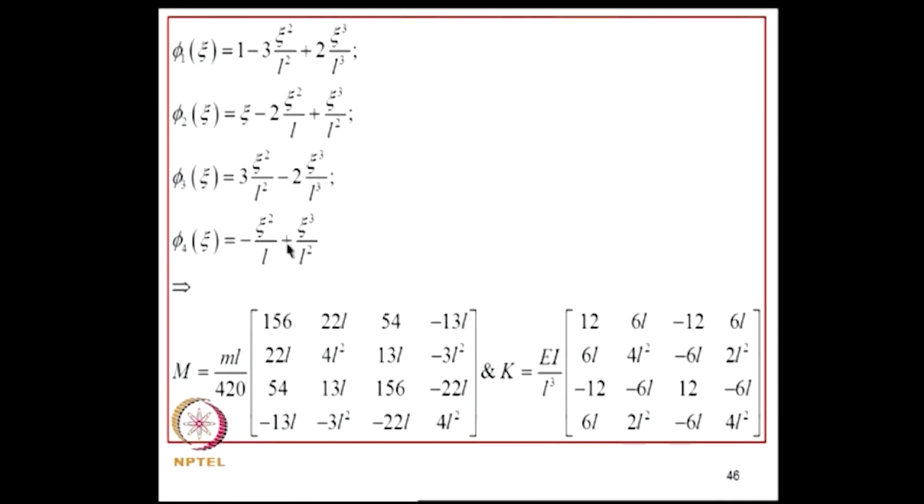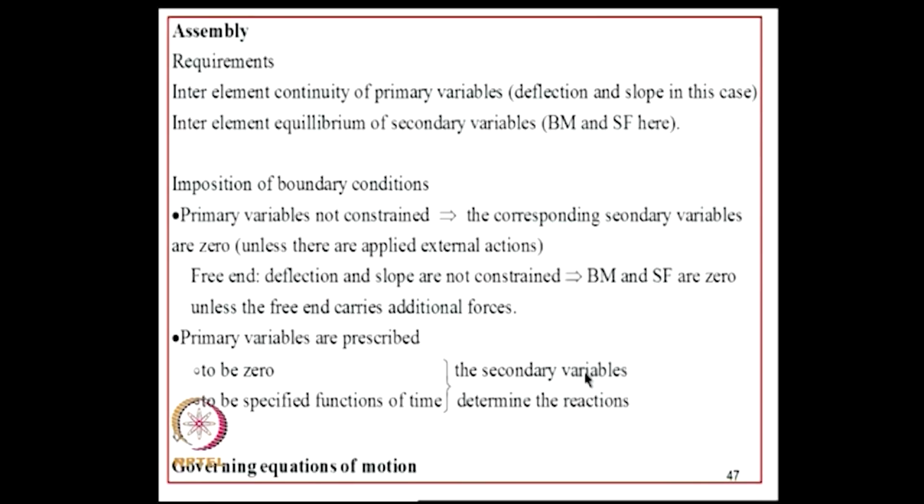These are the cubic polynomials I select, and the mass matrix and stiffness matrix we have derived earlier in our studies, and this is the same consistent mass matrix and the elastic stiffness matrix. Now, we need to assemble. This is the formulation up to the kth element. The requirements for assembling are the inter-element continuity of primary variables, that is deflection and slope in this case, and inter-element equilibrium of secondary variables, that is bending moment and shear force.